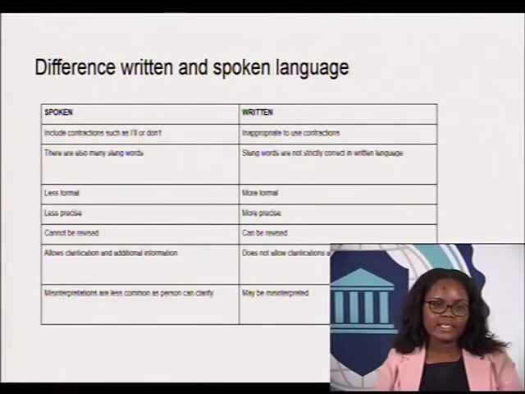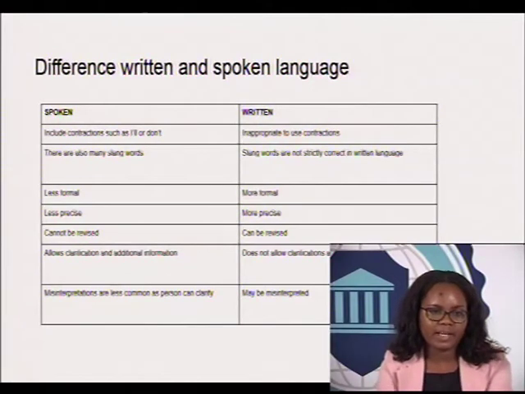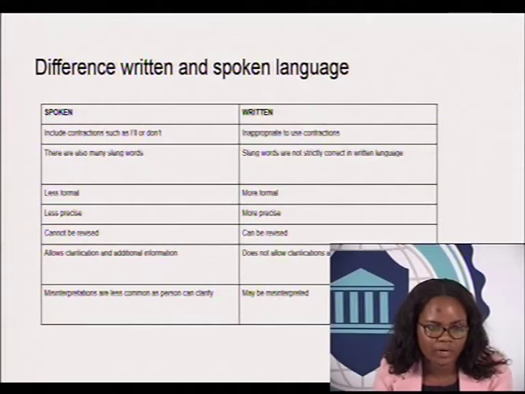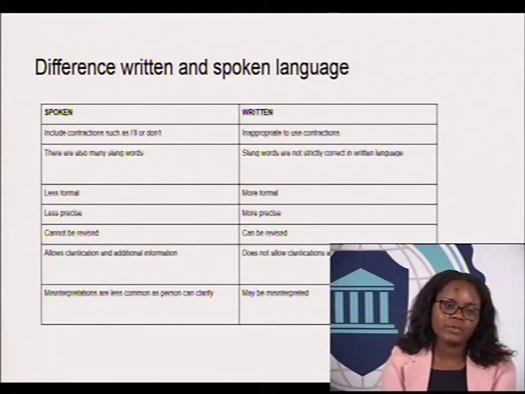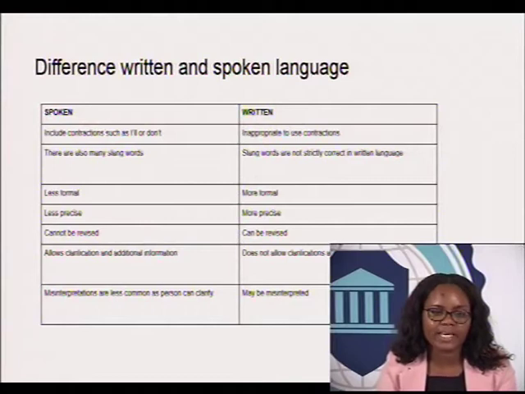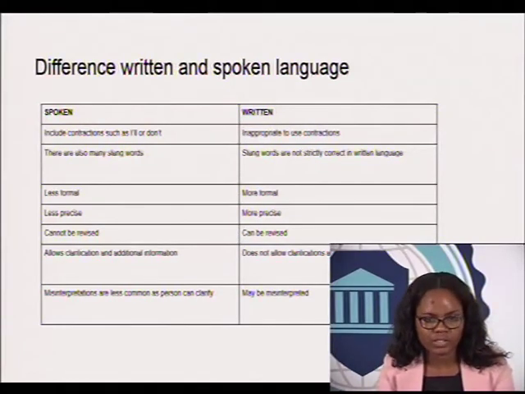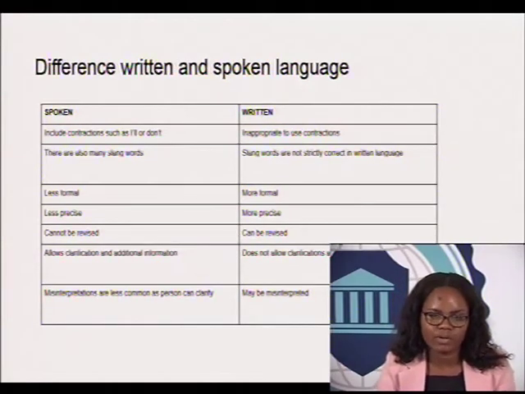The next slide is the difference, sorry for the grammar error there, between written and spoken language. In spoken language, we use colloquialism. We use words that are in a contracted form like I'll for I will and don't for do not. But in written language, these things are less common.